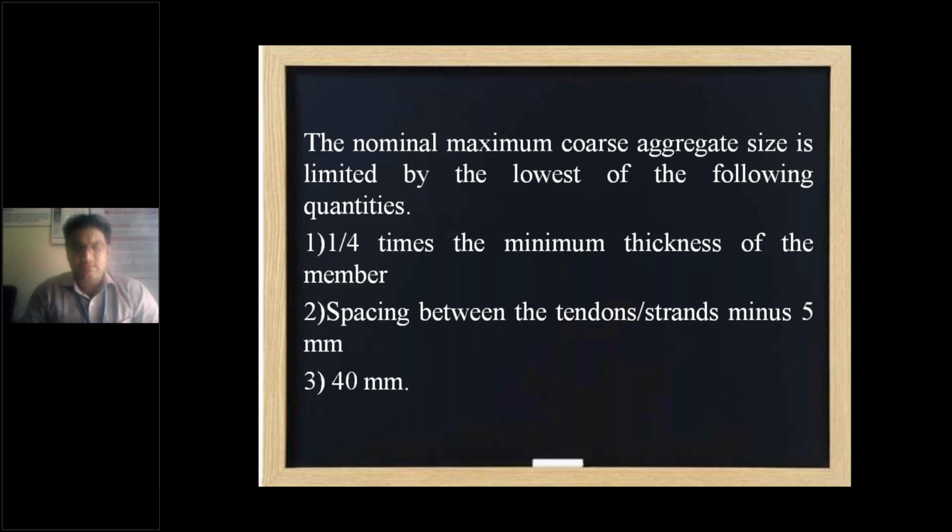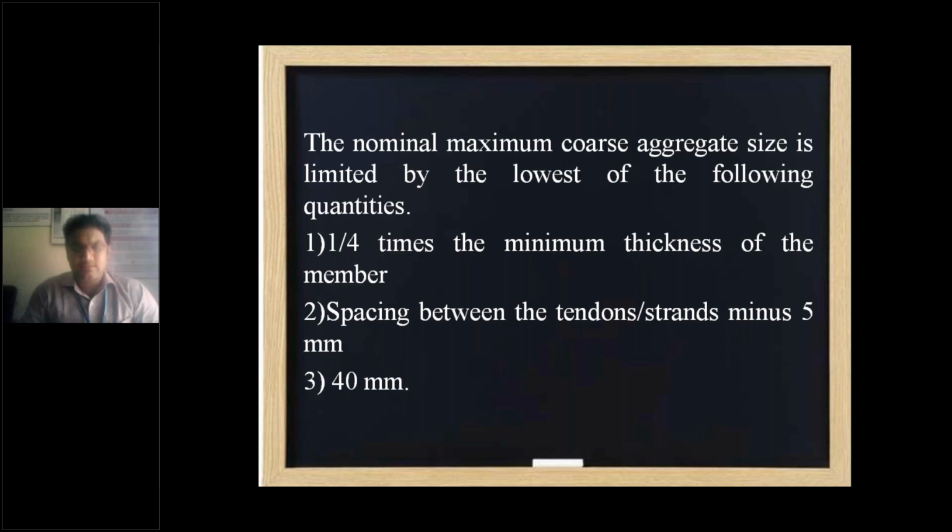Okay, of these three you use the minimum value. That minimum will be the nominal maximum coarse aggregate size. Okay, so that is how you have to decide the nominal maximum coarse aggregate size. I hope you all understand how to decide the nominal maximum coarse aggregate size.